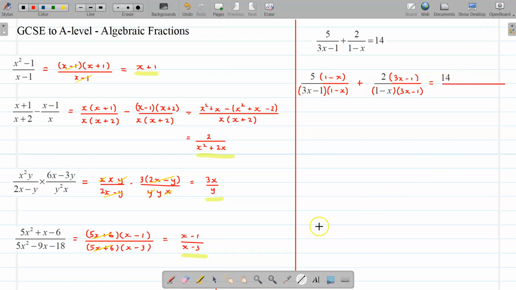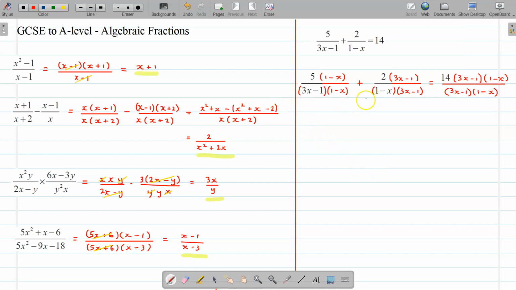So next to that 14, I would have to write 3x minus 1 times 1 minus x. And of course, the same would have to be on the denominator, 3x minus 1 and 1 minus x. Now, all of what I've written down is just to show you the process that I'm following.